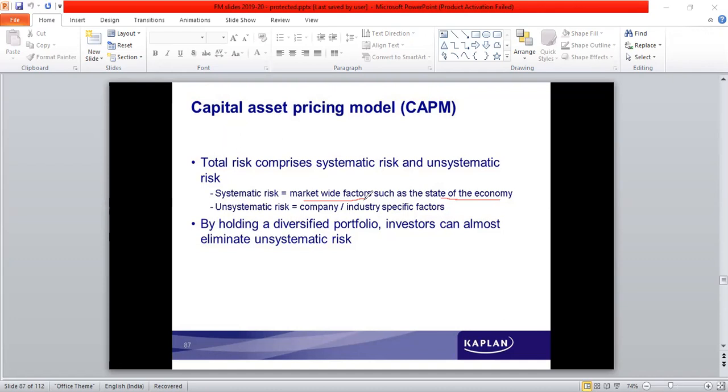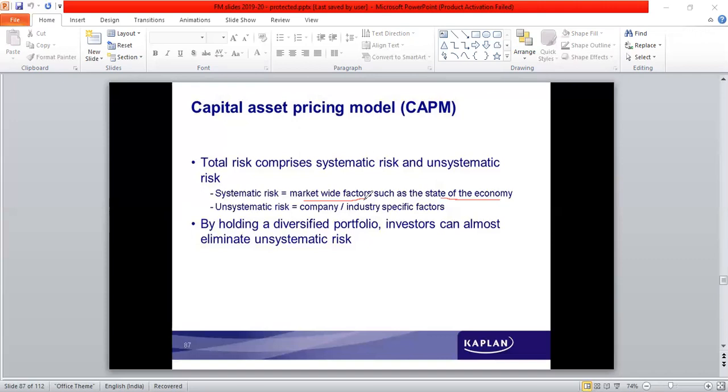Everybody gets affected because of that. So systematic risk is market wide factors which affect everyone in the economy, every business in the economy. But there are certain things which affect only a specific company or a specific industry. Let's say that there is a subsidy given to agri firms. So those companies which are agriculture based, they get a subsidy. So there would be a variation in their profits.